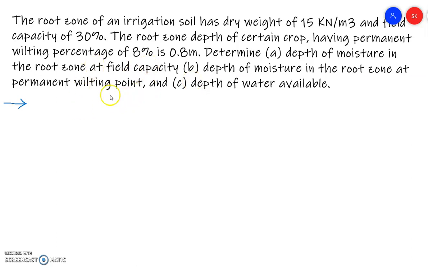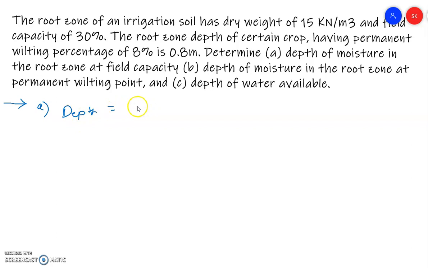So first we will solve for the depth of the water in the root zone at field capacity, that we will find out. So how can we find that? Suppose I'll just mention A. So we will start from this depth of the moisture in the root zone at field capacity. So how can we get this particular depth? I will just mention only depth here.